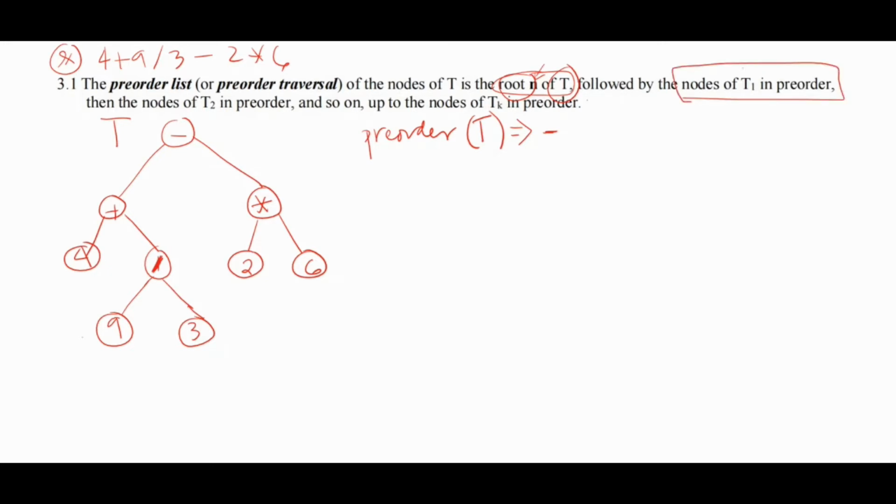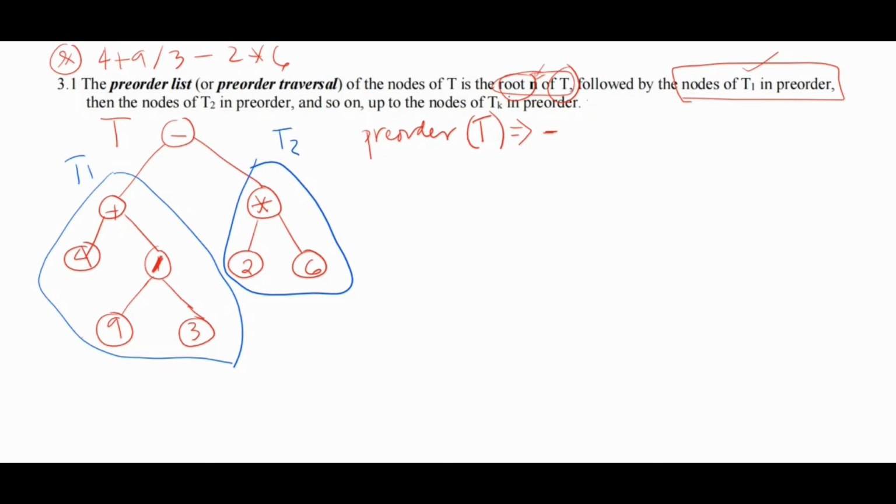the nodes of T1 in pre-order. And the T1 in here is this subtree. This is subtree T1, and this is subtree T2. So in this tree T, there are only two subtrees, T1 and T2. So the value of K here is equal to 2, since under the root, we only have two subtrees because there are only two children nodes, the plus and the multiplication. So this would be minus the root, list the root first, followed by the pre-order of T1, whose node is plus. So let's try to use the name of the node that's plus, and then followed by the pre-order of the nodes of subtree T2.